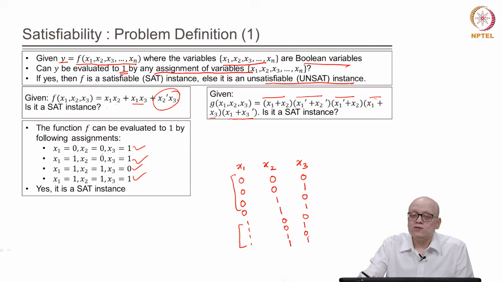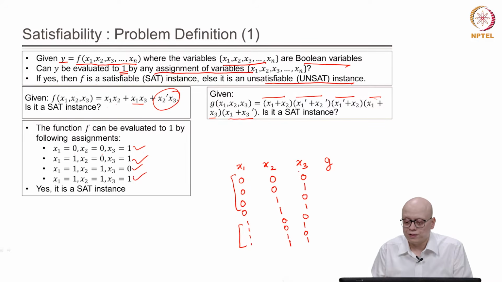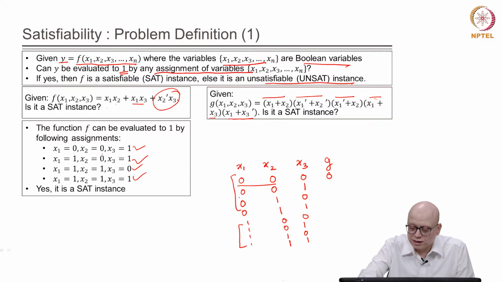Now, for each of them we can say what the value of g will be. For example, if we take x1, x2, x3 equal to 0, what will happen? If any of these terms becomes 0, then g will be 0. In this case x1 + x2 takes the value 0, so this one will of course be 0. In here also x1 + x2 is 0, so this one will also be 0, and we can say that these two will always be 0.